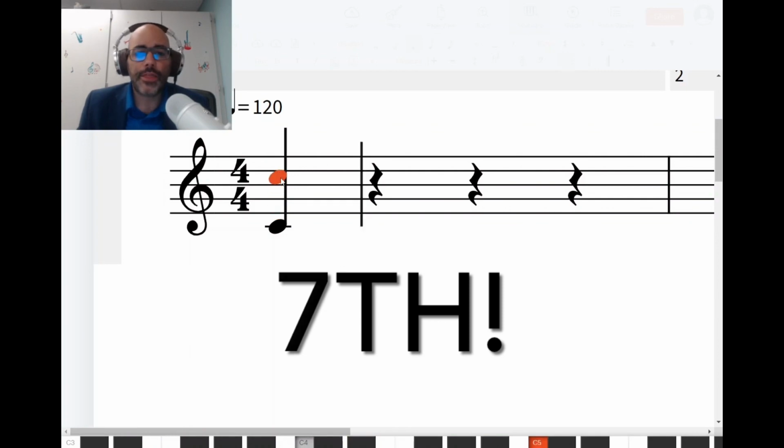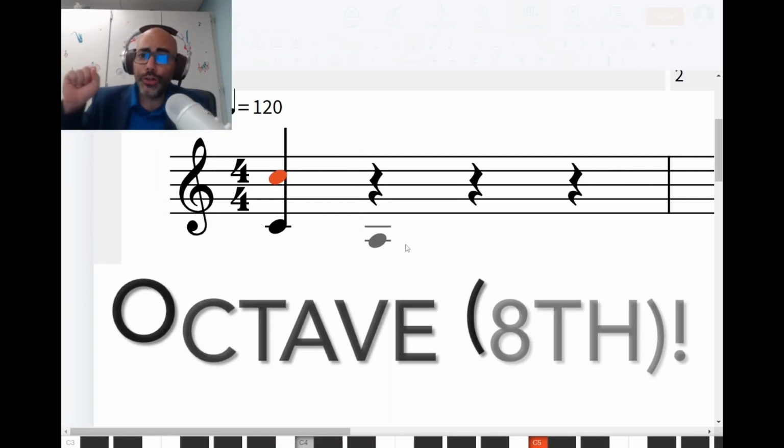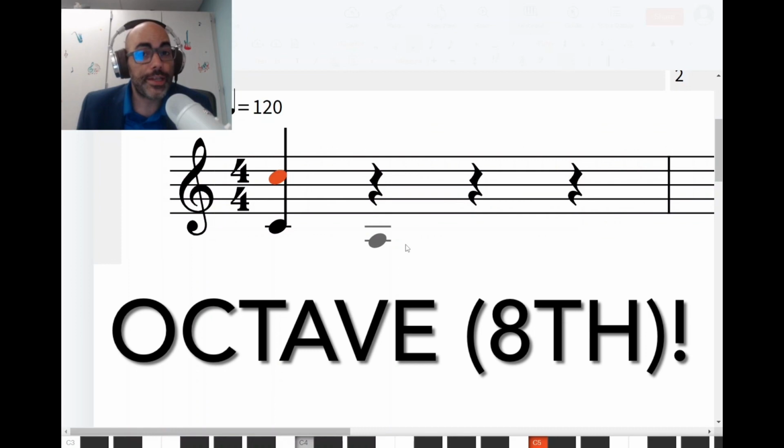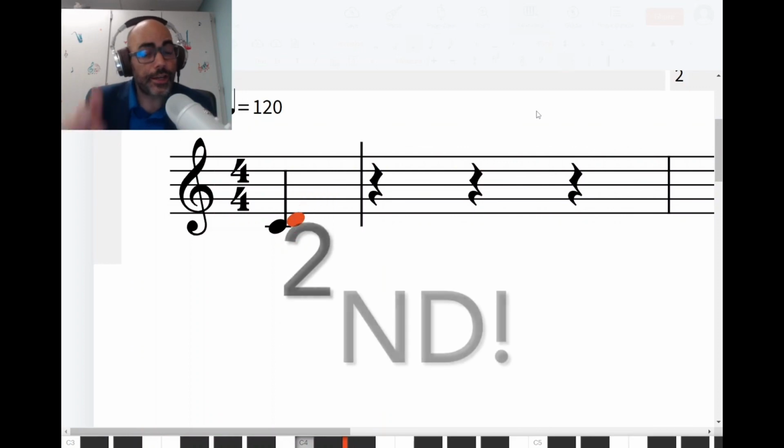Let's try this interval. Can you name this interval? If you said octave, you're correct. It's also, you could say eighth, and that would be good as well. Yes. Let's do another interval. What is this interval? If you said second, you're correct.